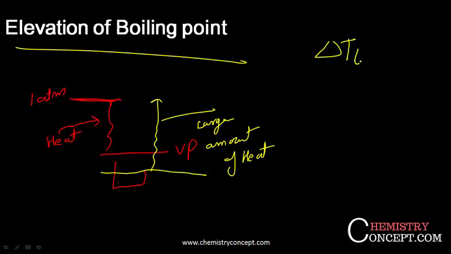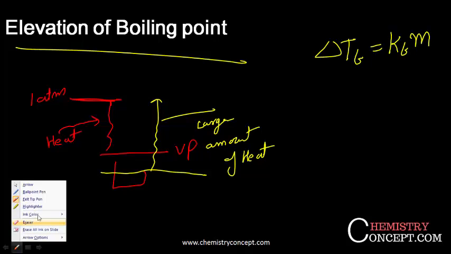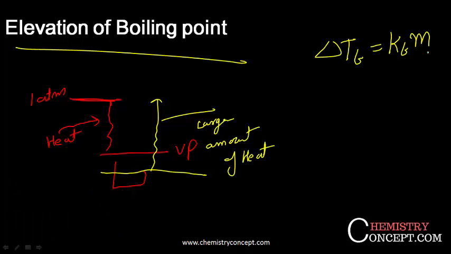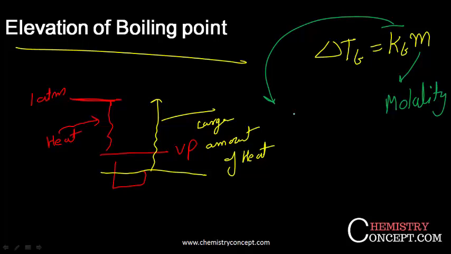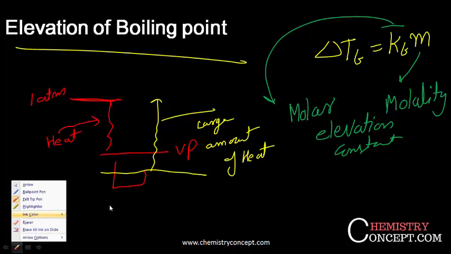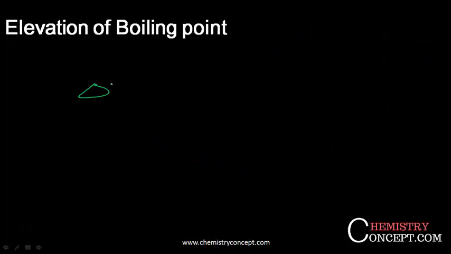by delta TB is equal to KB into m, where m is the molality of the solution, KB is the molal elevation constant. Okay, fine. And you can also write it like delta TB is equal to KB.